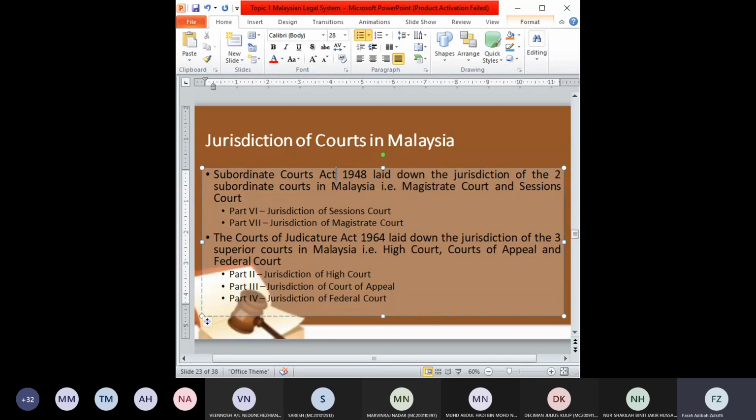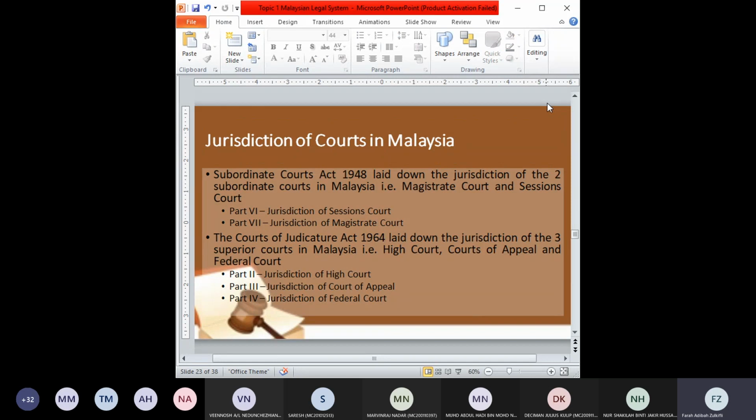So to know what the powers of the Magistrate Court are, what the powers of the Sessions Court are, what kind of case they can hear, what kind of decisions they can make, you can refer to the Subordinate Courts Act 1948. On the other hand, for the three superior courts in Malaysia, the High Court, Court of Appeal and the Federal Court, their powers and jurisdiction are laid down in the Courts of Judicature Act 1964. So you can refer to the Courts of Judicature Act 1964 if you want to know what type of case can be heard by the High Court, by the Court of Appeal and by the Federal Court.